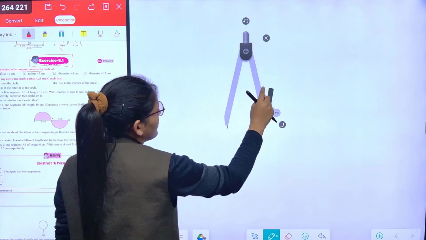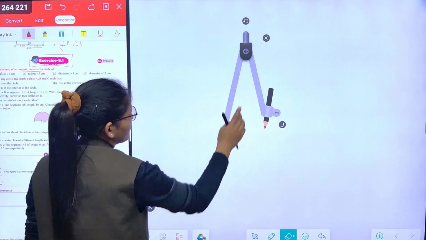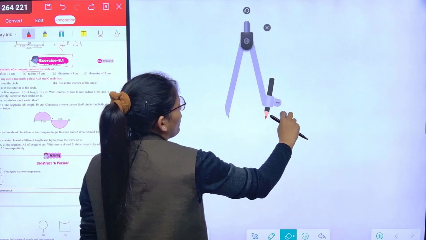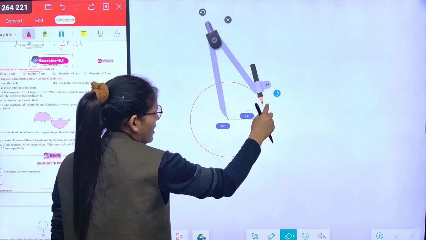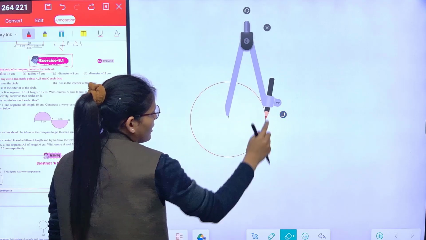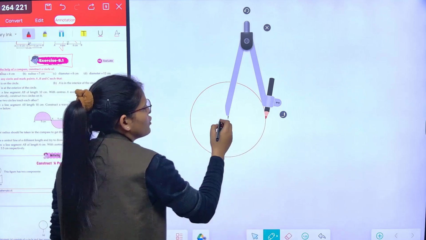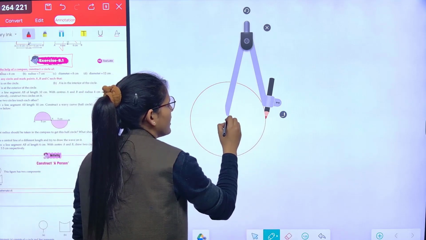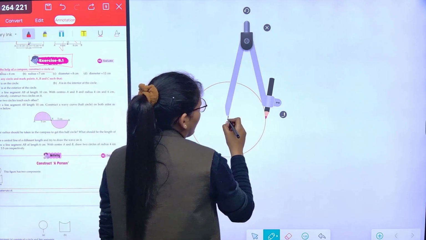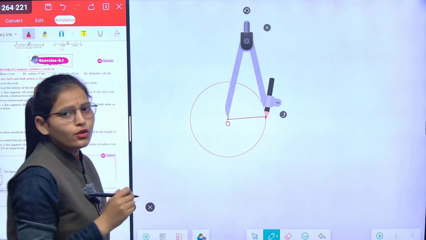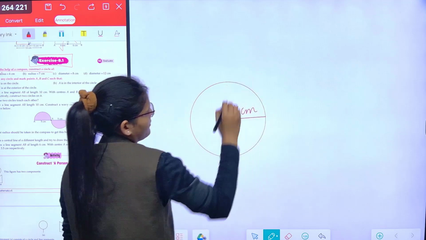Now class, put the compass here and yes class, now move the pencil like this and draw the circle of radius 4 centimeter. तो क्लास यहाँ पर हमारा जो सेंटर पॉइंट था वो था ये, that is O. और अब हम क्या करेंगे, इसको ज्वाइन कर देंगे like this. So this is the circle of 4 centimeter radius.